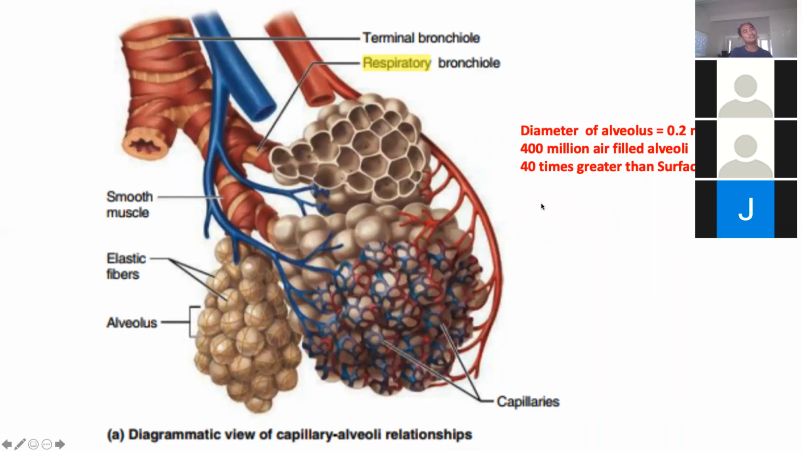And these are the dimensions here. Diameter of alveolus. Look at this, the diameter of the alveolus is like 0.2 millimeter. You don't need to know that, but it's just because of the lecture, and 400 million air-filled alveoli at any time. And it is 40 times greater than the surface area of skin.